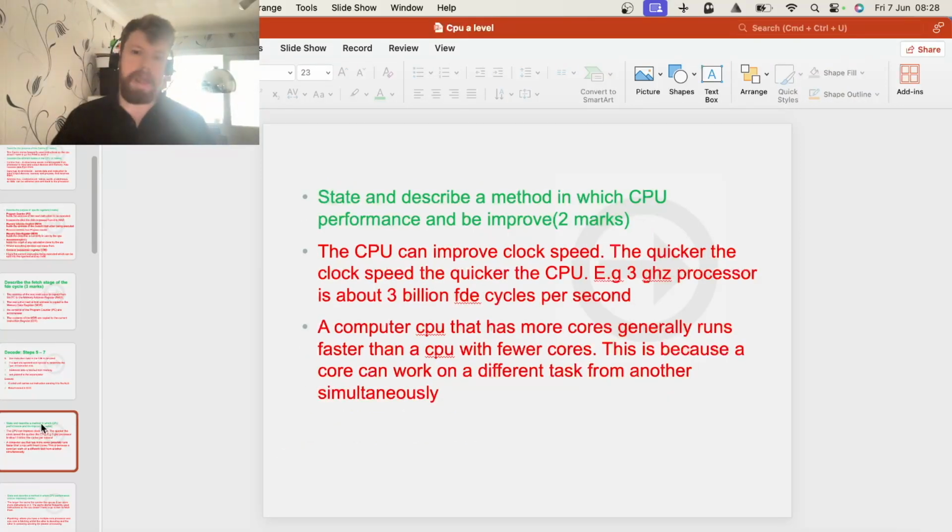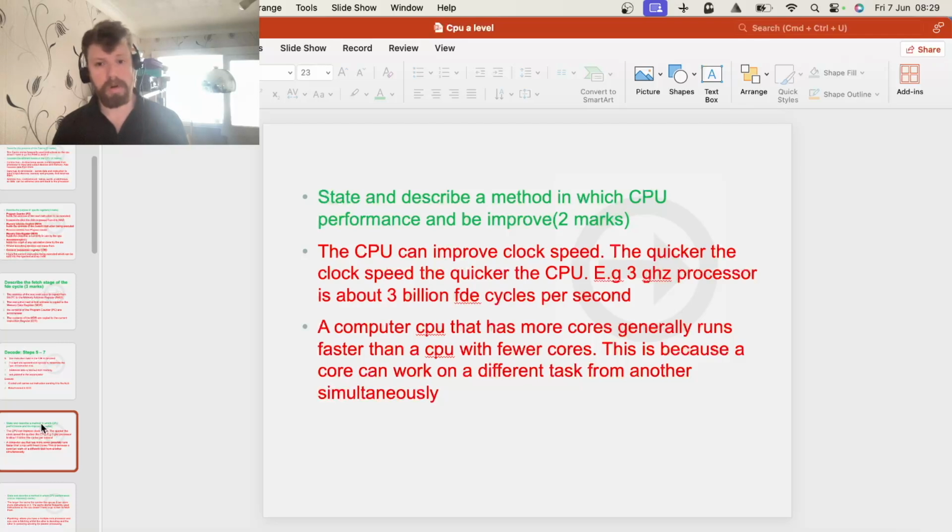State and describe a method in which the CPU performance can be improved. I've put 2 on here, and then on the next slide I've put the other 2. Clock speed is one of the first ones. You can increase the CPU speed by increasing the clock speed. If you have a 3 gigahertz processor, that means about 3 billion fetch, decode, execute cycles happen per second. So the higher that is, the quicker the computer is.